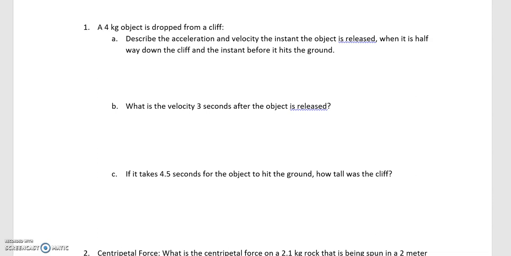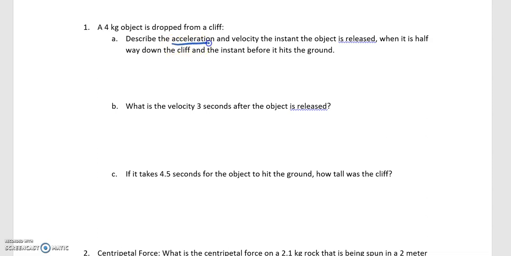So we're going to look at an object in free fall, and we're going to assume that we have a 4-kilogram object, and we're going to be dropping it from a cliff. Now, first question here, it says describe the acceleration and velocity the instant the object is released, when it is halfway down the cliff, and the instant before it hits the ground.